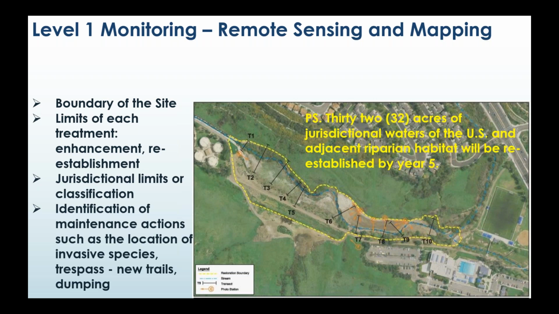So here, an example maybe of a performance standard that falls in that level 1 monitoring category could be 32 acres of jurisdictional waters of the United States and adjacent riparian habitat will be established by year 5. So remember I said that each of the performance standards should have an attribute. In this case, it's jurisdictional waters. The level of achievement is 32 acres, and the time period in which that must be achieved is year 5.